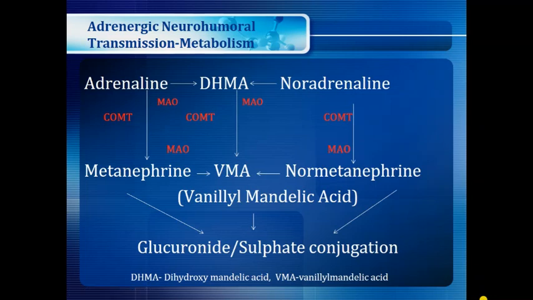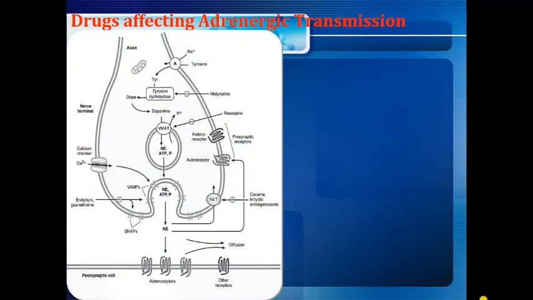Sometimes, to know the concentration of adrenaline and noradrenaline in blood, the concentration of vanillyl mandelic acid in urine is also measured. This vanillyl mandelic acid will be converted into glucuronide and sulfate conjugates and then it will be excreted quickly in the urine. So this is how the adrenergic neurotransmitters are metabolized. Now we see the drugs which affect adrenergic transmission.